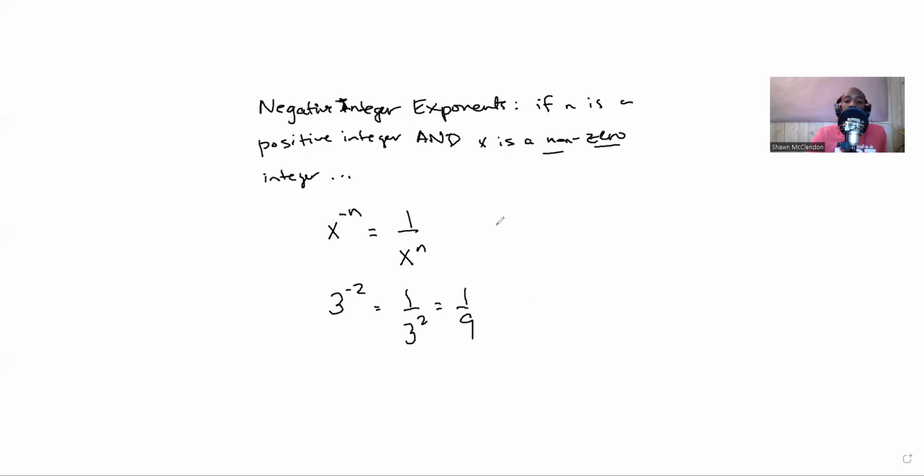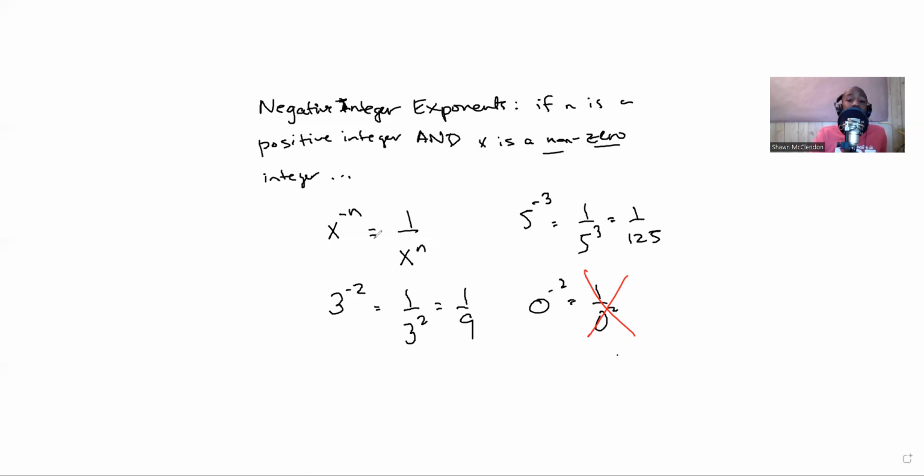Okay, let's do another one. What about 5 to the negative 3? That's the same thing as 1 over 5 cubed. 5 cubed is 5 times 5 times 5. 5 times 5 is 25, times 5 is 125. So that's 1 over 125. Now, if x is 0, like say it was 0 to the negative 2 power, essentially you have 1 over 0 squared. You can never, ever have 0 in a denominator. That's a situation that's called undefined. So that's why it has to be a non-zero integer.